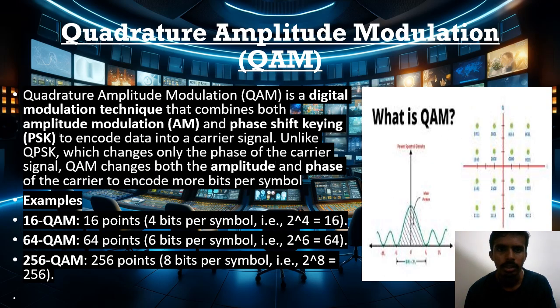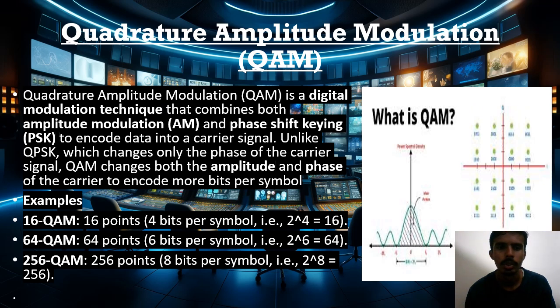The next is quadrature amplitude modulation. Quadrature amplitude modulation, QAM, is a digital modulation technique that combines both amplitude modulation and phase shift keying to encode data into a carrier signal. Unlike QPSK, which changes only the phase of the carrier signal, QAM changes both the amplitude and phase of the carrier to encode more bits per symbol.